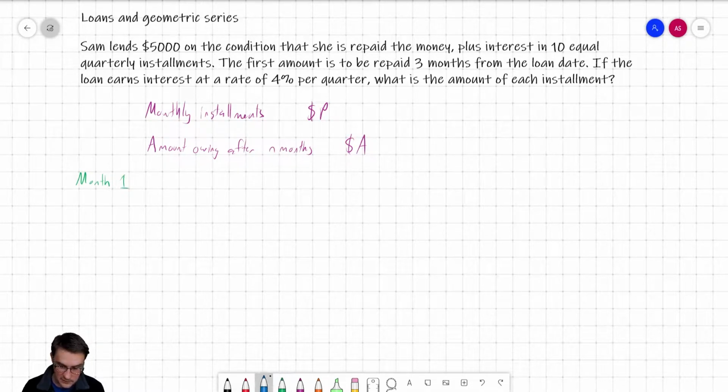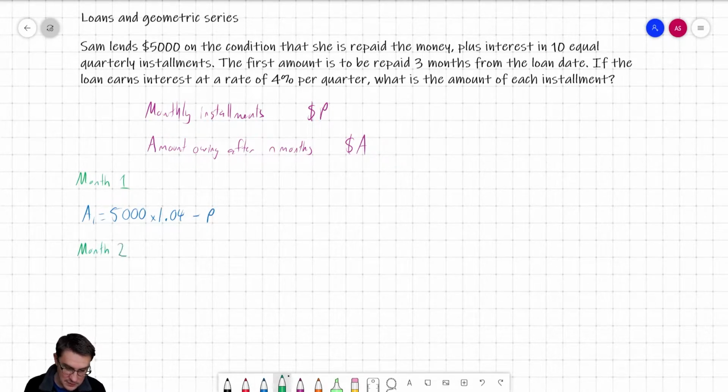So in the first month, what we're going to have is A1, and this is going to be equal to, we can see we've got $5,000 as our principal here, and we're just applying compound interest here. And the rate which we have is 4%, so that's going to be times 1.04, and then we just need to minus the repayment at the end of that. That's the first month done.